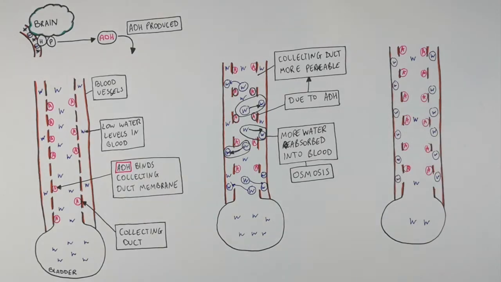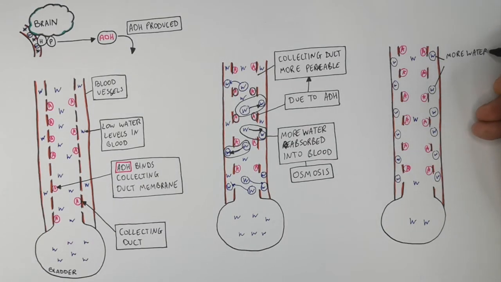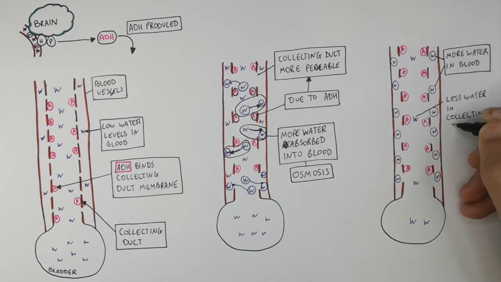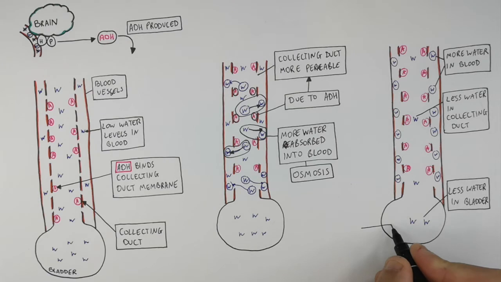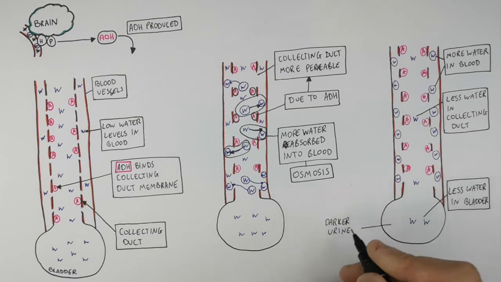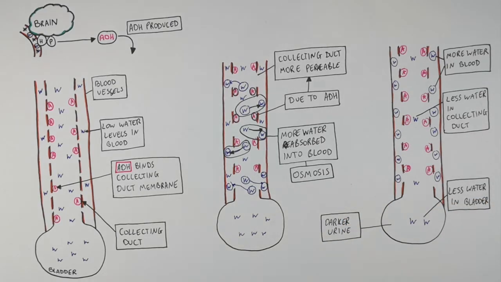which means that less water will be collected in the bladder. So there is more water in the blood, less water in the collecting duct, therefore less water in the bladder. So you'll urinate less because the water's been reabsorbed into the blood. This means you'll have darker urine. Your urine will be more dark, and there'll be less of it too.